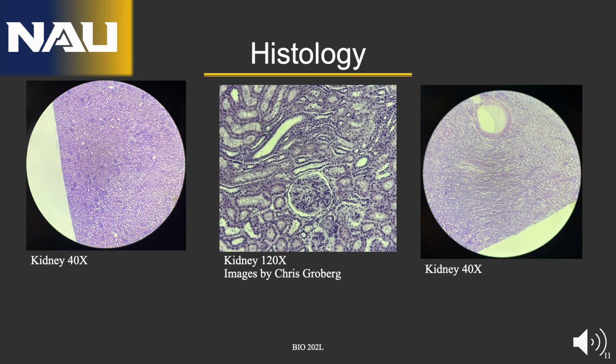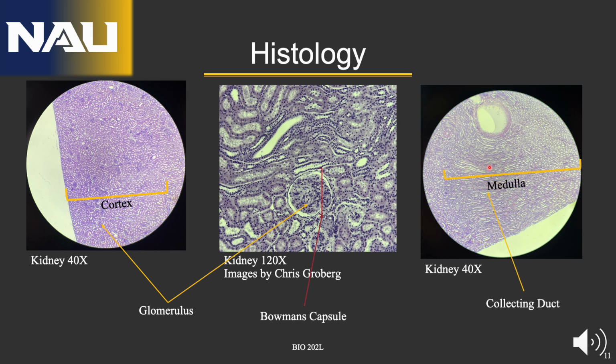So for histology, you need to know where the glomerulus is in these tissues. So here's the glomerulus. There's plenty in the cortex. And then here is the Bowman's capsule. It's surrounding that glomerulus. And then over here in the medulla, these are collecting ducts. Each one of these lines.